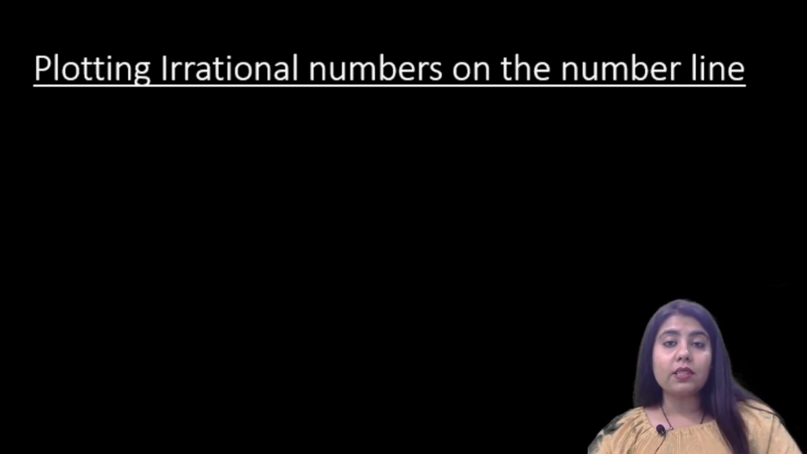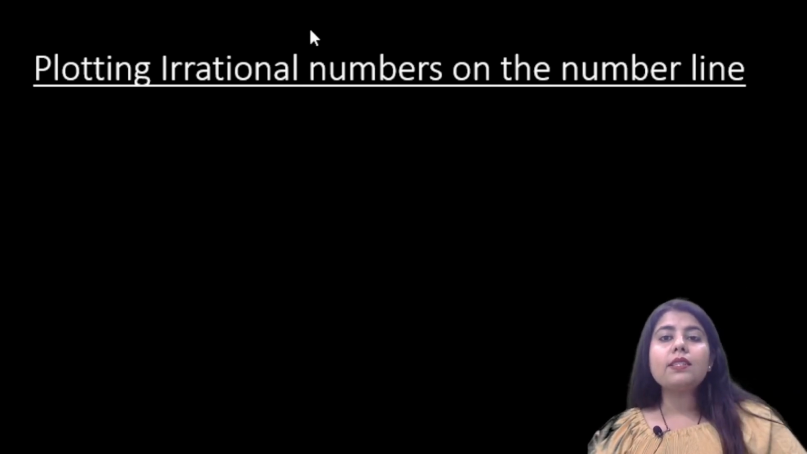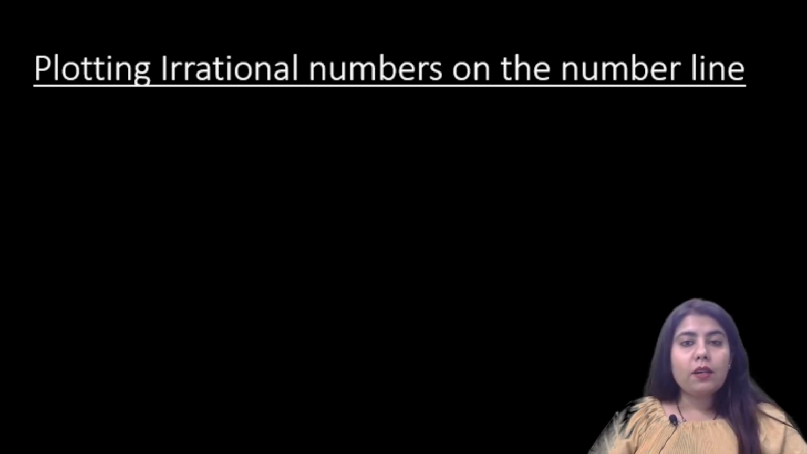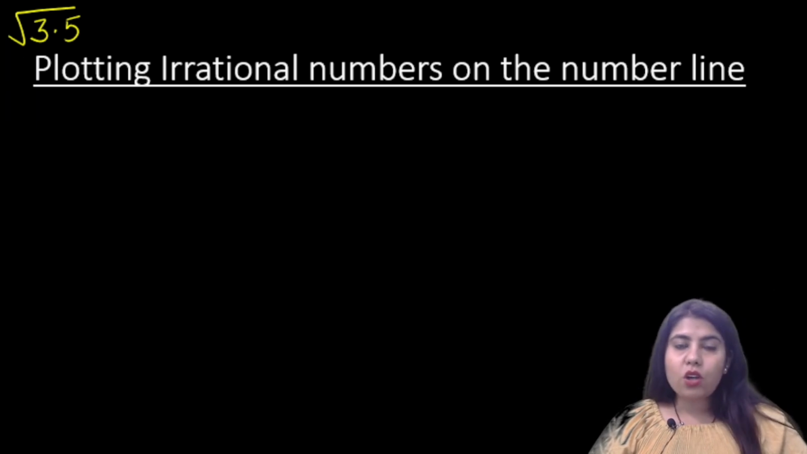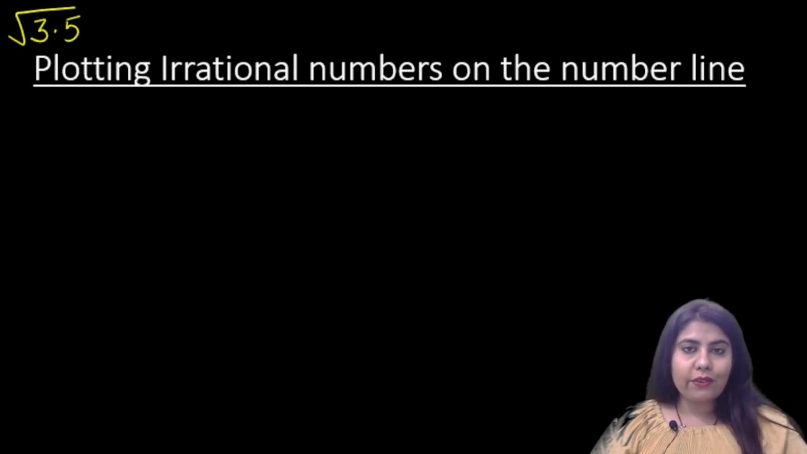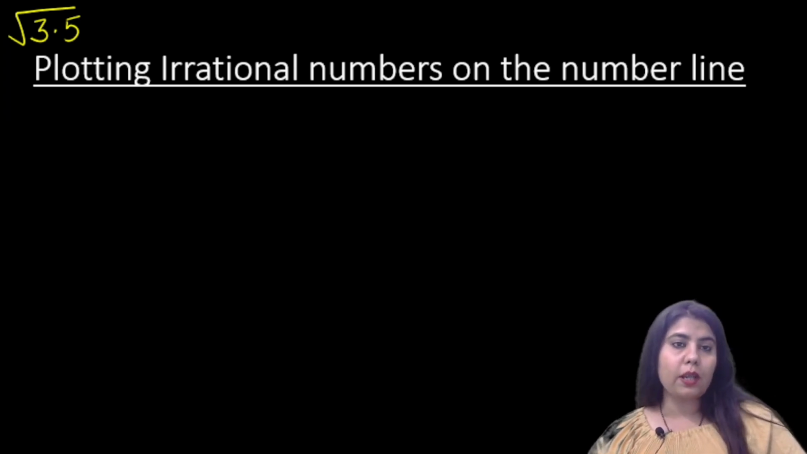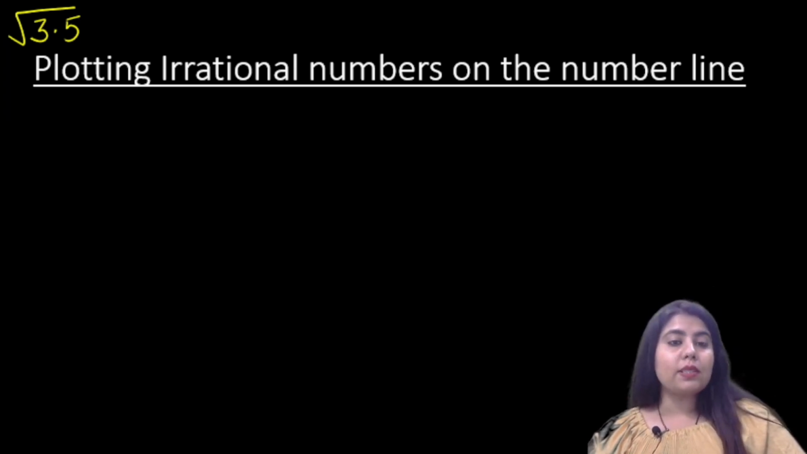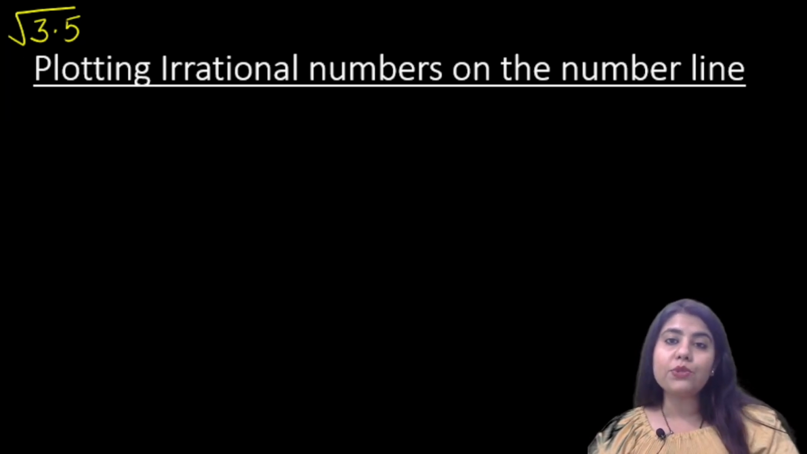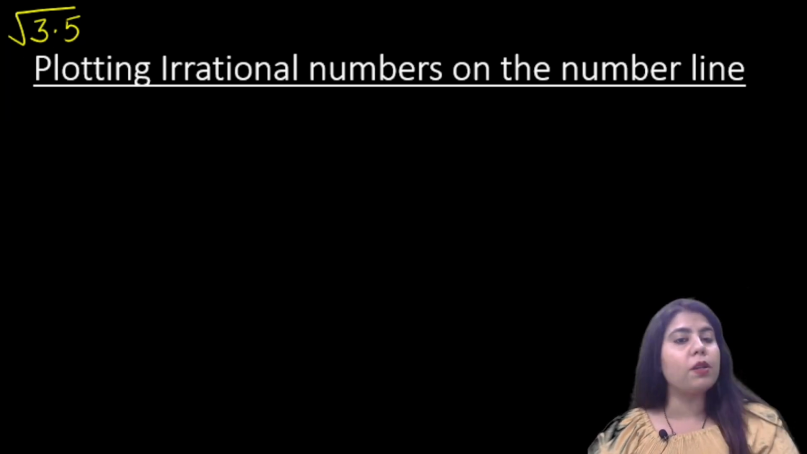Now see the next part. Now we will discuss how to plot irrational numbers on the number line. Okay? Let us take an example. We are plotting square root of 3.5 on the number line. 3.5 is not a perfect square, so it is an irrational number. Now we will discuss how we can plot root 3.5 on the number line. See, I have written the steps for you. We will just follow the steps. You have to learn the steps, and hence you can plot the irrational number root 3.5 on the number line.